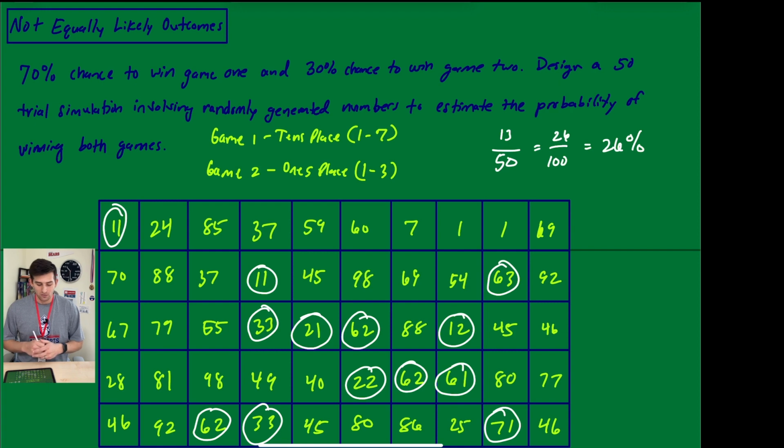And then for a non-equally likely outcome, we learned how to use the TI-84 Plus CE graphing calculator to randomly generate numbers. And then we were able to figure out our experimental probability for a non-equally likely outcome event.